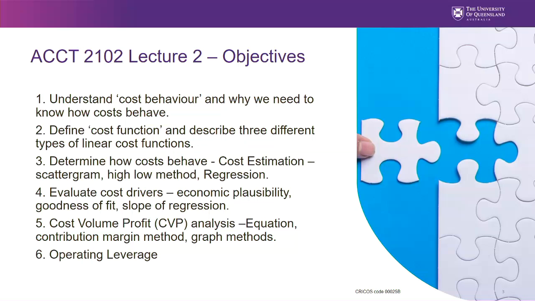So economic plausibility is the most important. There should be a cause and effect relationship between the cost driver and the way the cost behaves. But we'll also talk about goodness of fit and the slope of regression. The fifth objective is that you can all perform a cost volume profit analysis, and not only for a single product, but for batches of products. So calculating break-even point and calculating how many units you need to produce and sell in order to make a particular profit.